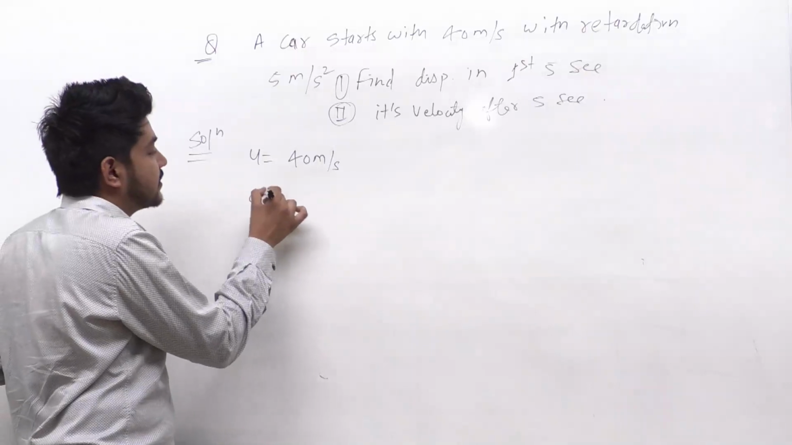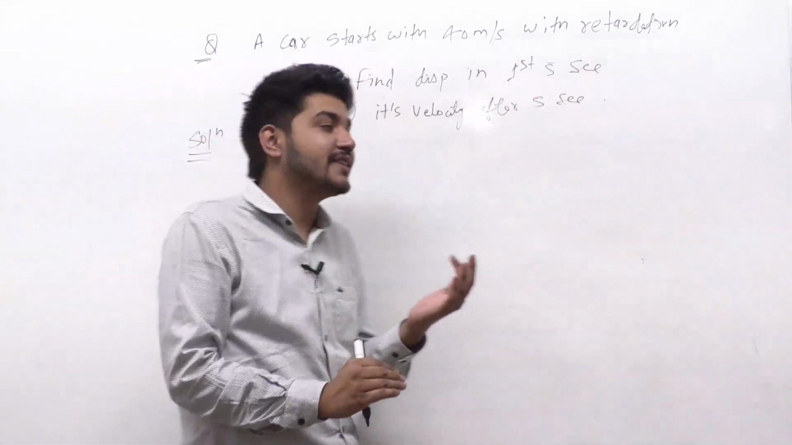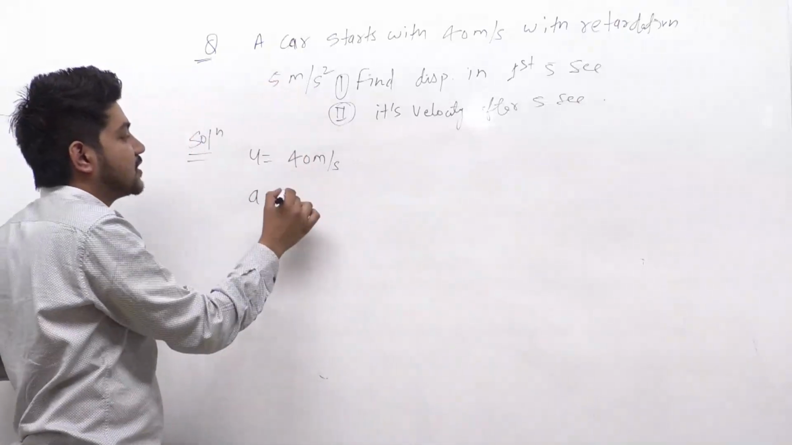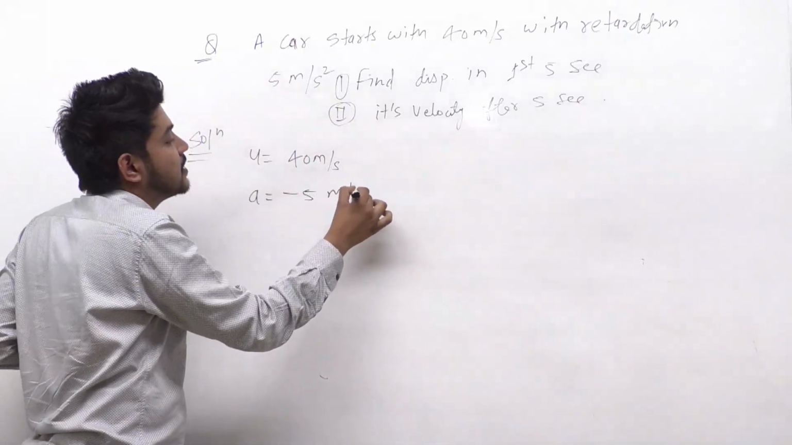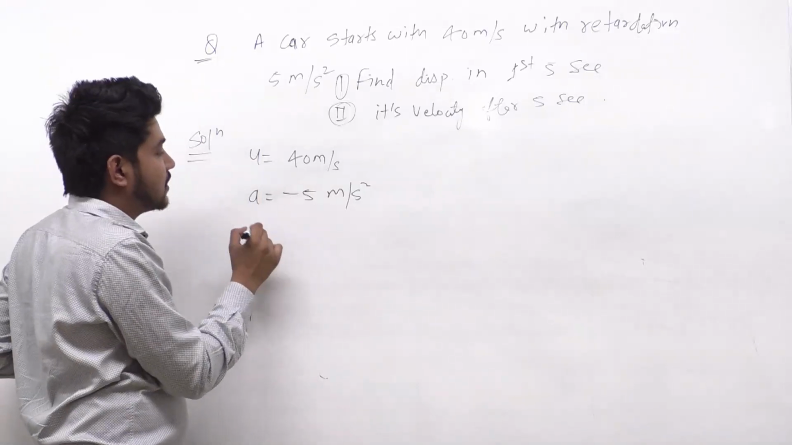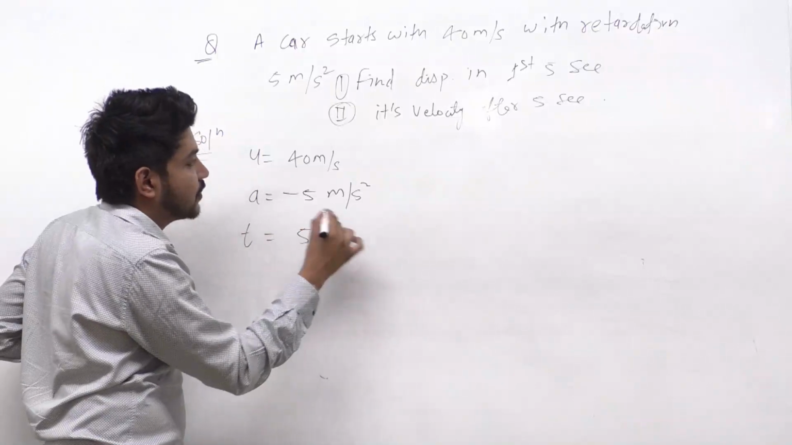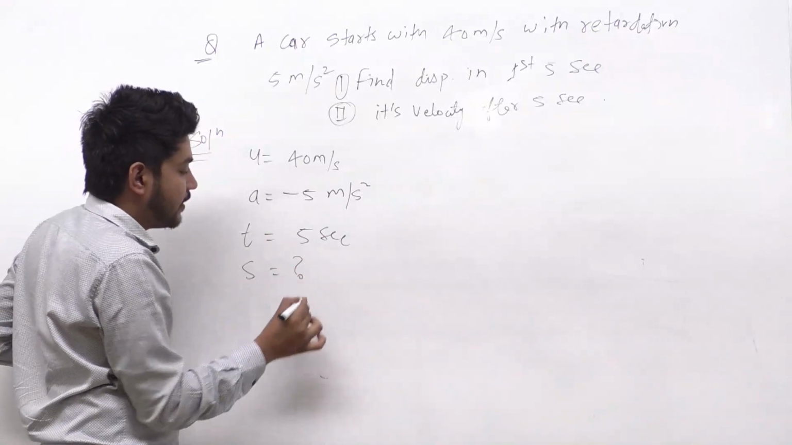Similar way, acceleration, this time it is given retardation, which means the acceleration of the body is continuously decreasing. So we will consider this as minus 5 meter per second square. This is initial velocity, this is acceleration. The third thing is given time. So time is 5 seconds. So we have to find again s and velocity.